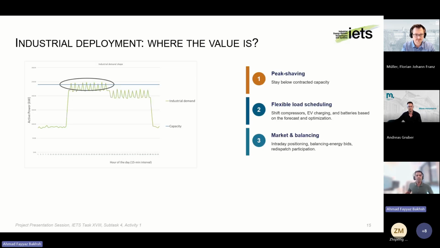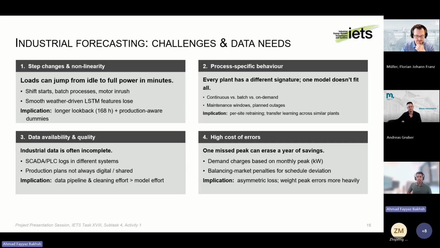So here, where the value is, here is for the peak shaving. The flexible load scheduling can be done if we have this forecast, I mean a robust forecast, and the market and balancing also come through this process. So at the end, we want to talk about the challenges and data. Like everybody here, I think when we talk about the data with project partners, it is the most critical, at least for me.